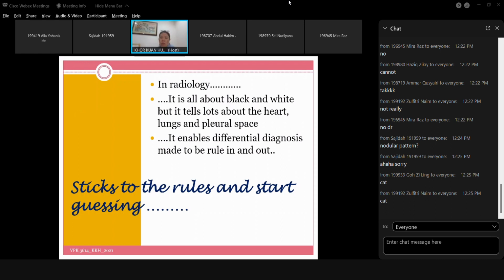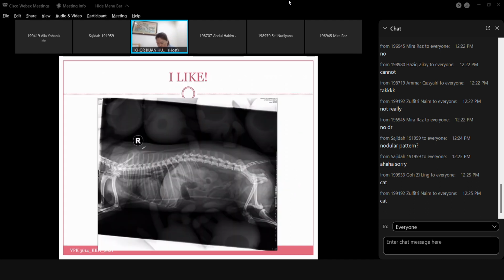So in radiology, this world is actually black and white. But it tells you a lot about the heart, the lungs, and the pleural space. It will also allow you to come up with differentials, because you will then think about whether the radiograph tells me the lung pattern is associated with heart disease or not. Number one. Number two, whether this heart disease is a left-sided or a right-sided heart disease. So all you need to do is stick to the rules and you start guessing. And we often will always need the echocardiography to tell us what is the definitive diagnosis. Okay? Any questions so far?